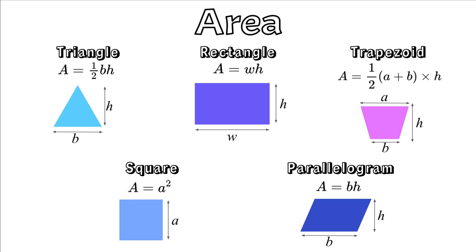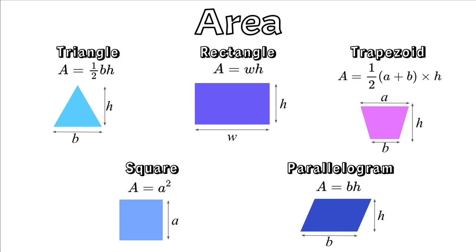So it's not as simple as perimeter where we can just add something up that is the same for every shape. For a triangle, it is 1/2 the base, which is the length of the base, that's the bottom portion, times the height, which is how tall the triangle is. For a rectangle, the area is the width times the height. For a trapezoid, the area is 1/2 the top plus the bottom quantity times the height.